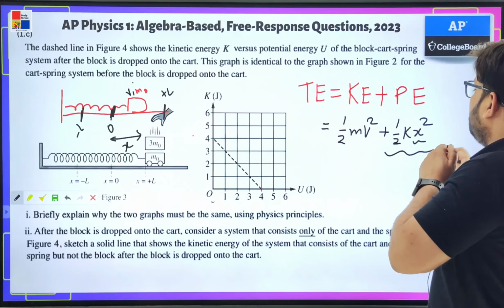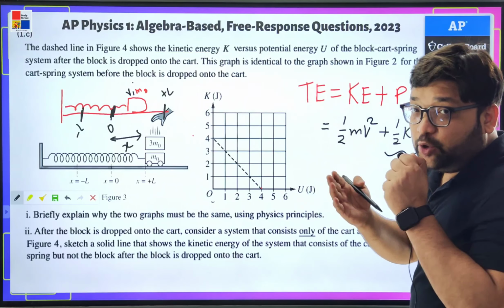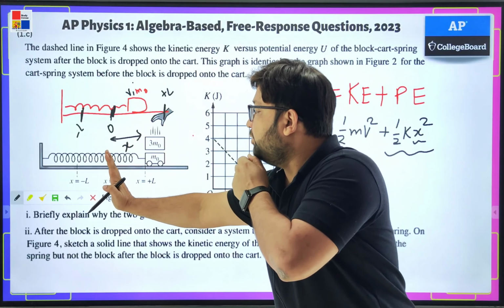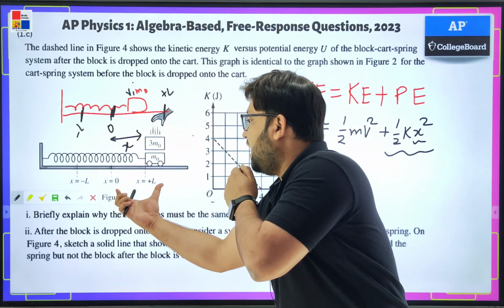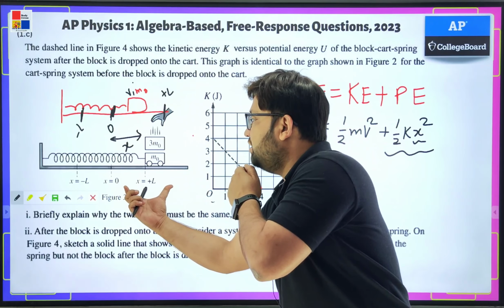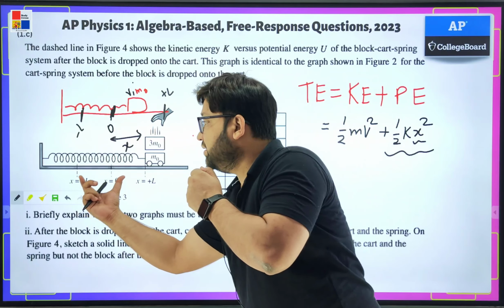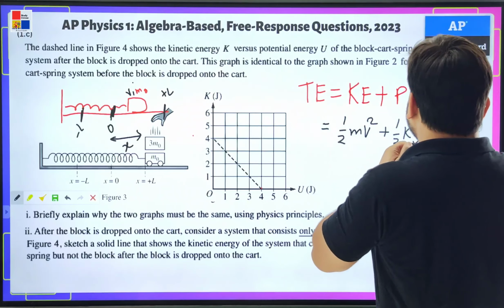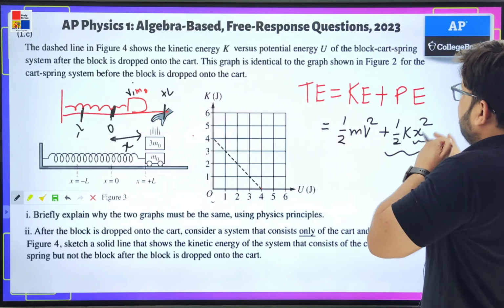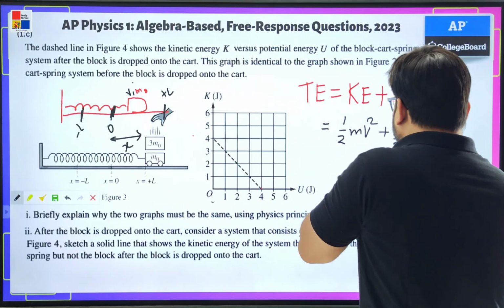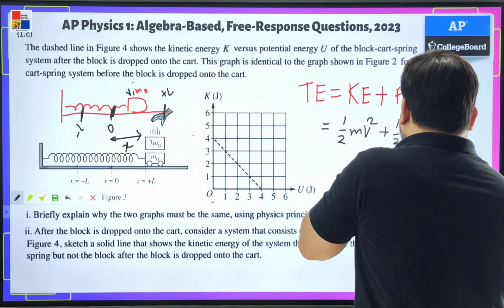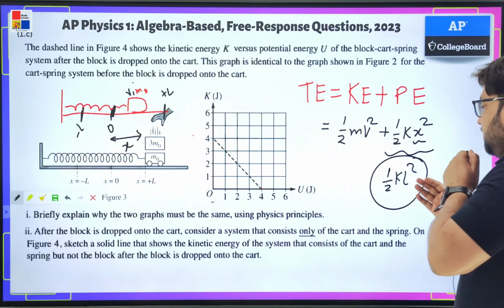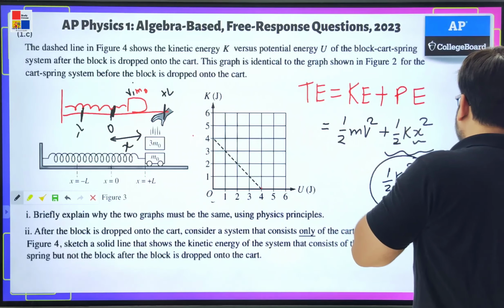So the amplitude is also not going to change. The amplitude is still going to remain L only, from 0 to L this side and 0 to minus L this side. The amplitude of the SHM is also not changing here. So the maximum is going to be half K L square. This is the maximum potential energy of the system. Still it is equal to 4 joules, of course.